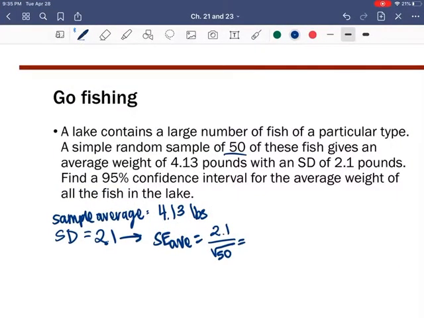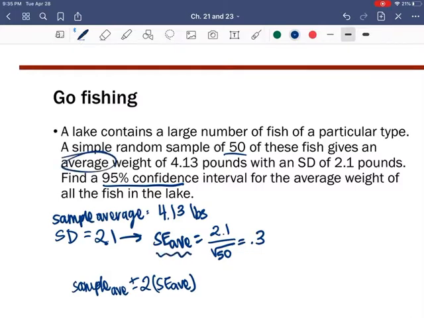So I'm going to say 0.3. Okay, from there, we need to find a 95% confidence interval, so all we do is take the formula, sample average, give or take 2 times the SE average. And I'm saying average there because it said the word average in here. So that's why I knew to do the SE average formula, not SE percent or SE sum.